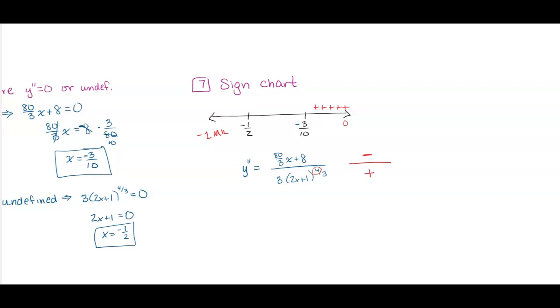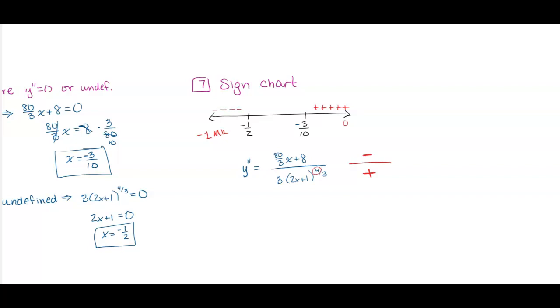In fact, this denominator is going to be positive no matter what, because anything that I raise to the 4 thirds power is going to end up positive because of that even power. Multiplying it by 3 doesn't change that, so always positive in the denominator. So for this very left interval, a negative over a positive gives me a negative.